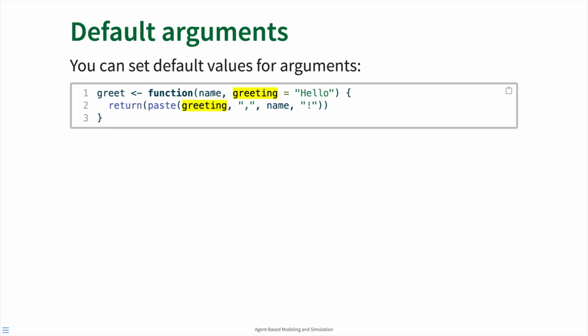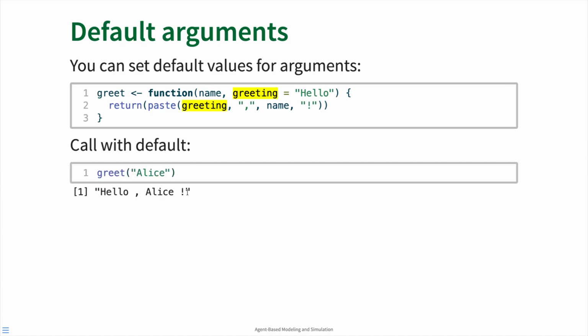We don't have a default value for the name argument, so we always have to supply an actual value as the name whenever we call the function. So here's an example of how we could do that. We could just say greet and pass the character string Alice to the name argument. And then when the function runs, it then uses the default value for the greeting argument. And we get the combined character string, hello Alice.